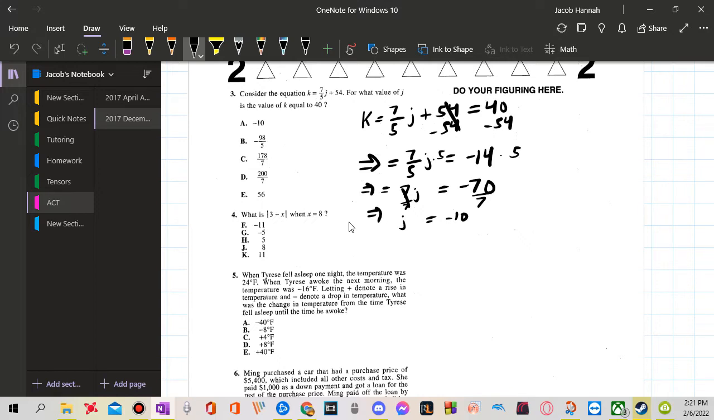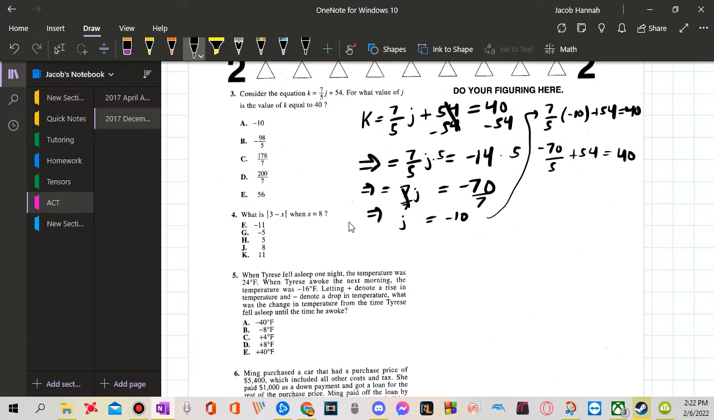And that's what value j has to equal so that k equals 40. So if we plug j back in here, which we don't have to, but just to show that this works. 7 over 5, plug in negative 10 for j. You absolutely do not have to do this, but this is just for you. So, alright, 7 times negative 10 divided by 5. Negative 70 divided by 5 plus 54 equals 40.